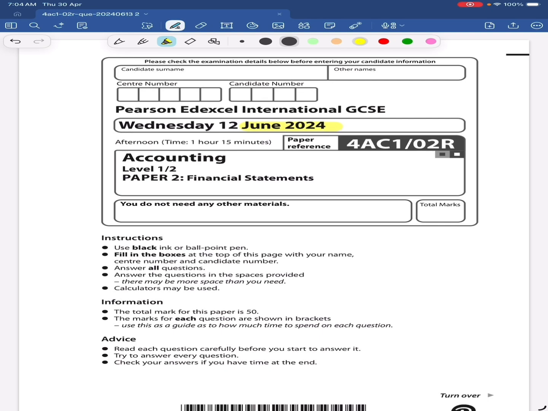June 2024, Paper 2R. Paper 2, Financial Statements.